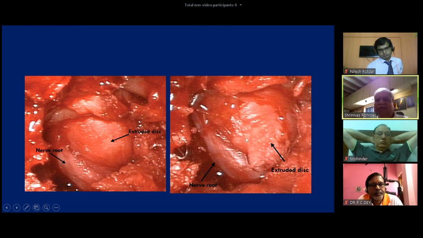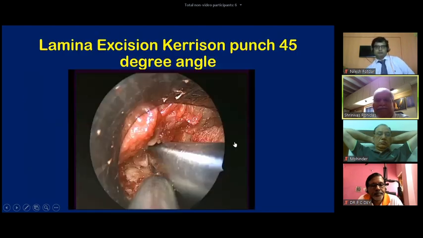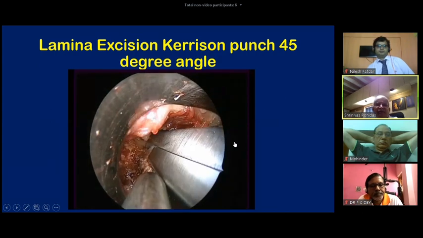The foraminal discs are quite few in Indian people. In European people, it is something around 8 to 10% they found the foraminal disc. Now this is the decompressed exiting root. Medial to the traversing, the exiting root is the disc. This is one of the representative case.